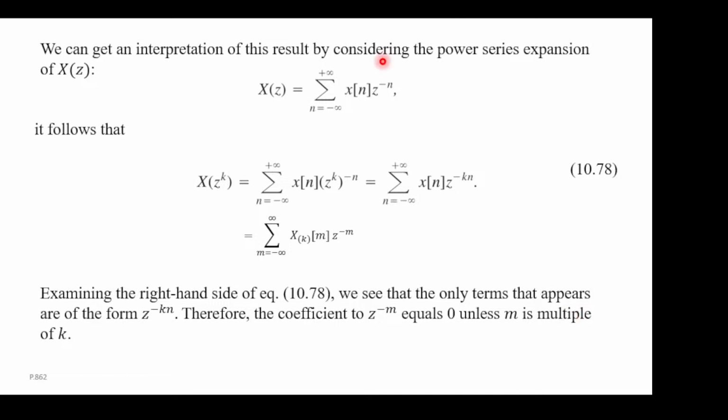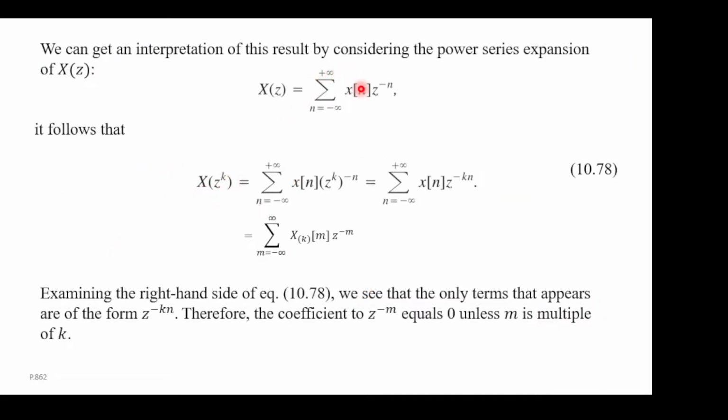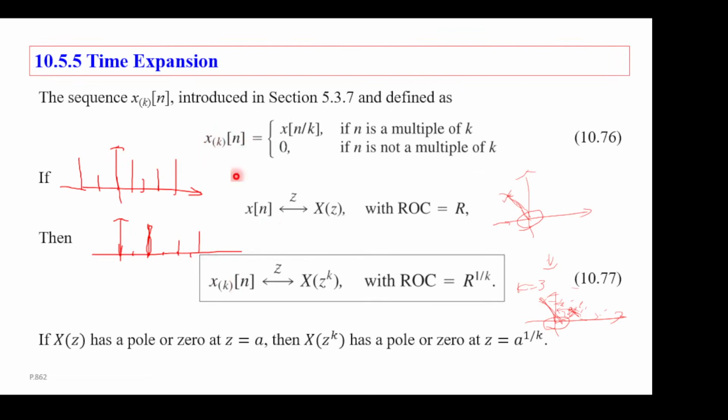Remember that big X of z, by the definition, we can interpret as a power series expansion in z, right? So big X of z is the summation of x of n times z to the minus n, with n from minus infinity to plus infinity. And then we can think about what big X of z to the k is. We put z to the k as z here, then the summation of x of n times z to the k to the minus n, which is obviously z to the minus kn. And then we see that this is actually equal to what we want, the z transform of x sub k of n.